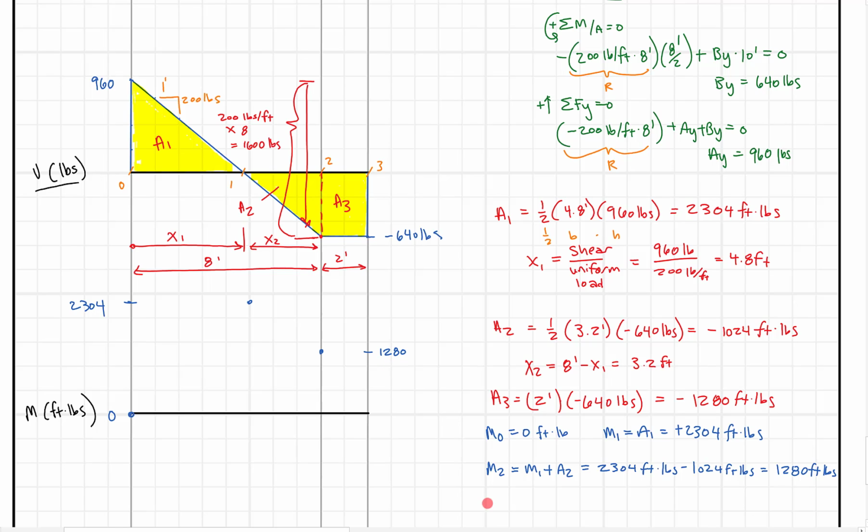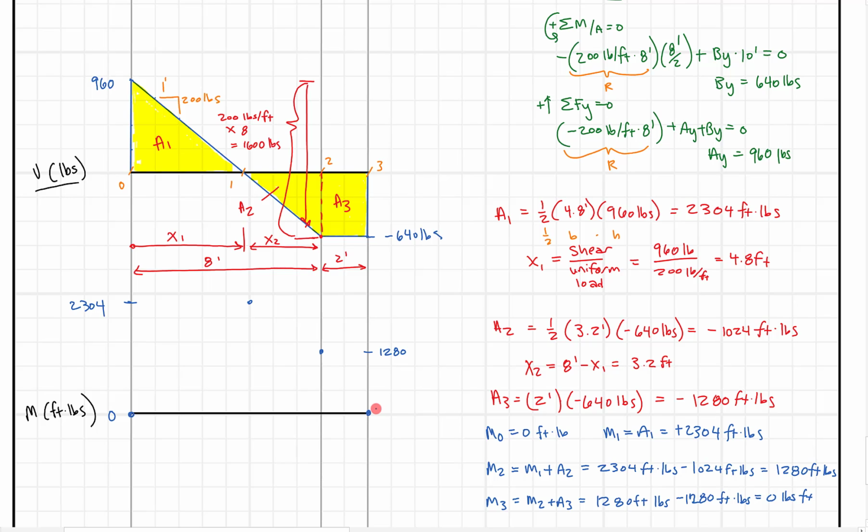Then when we look at M3, what are we going to say? M3 is the moment at point 3. This is M2 plus A3, and what do we get? We get 1280 foot-pounds minus 1280 foot-pounds, and you can see that goes back to 0, which is good. It means our moment diagram closed, and there's a good chance we did this right.